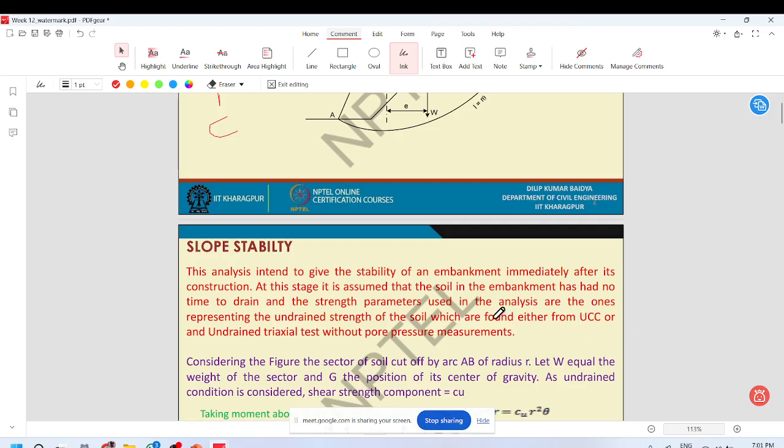So you get your soil parameters from the UCC or undrained triaxial test. The undrained triaxial test will give you phi u is zero. You do not calculate the phi in that test.